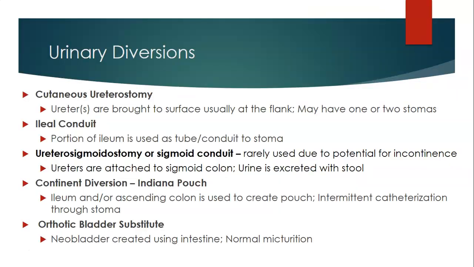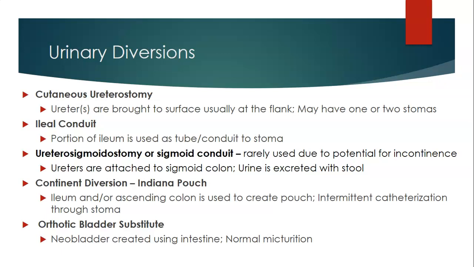Finally, this is just something I want you to be aware of. Neobladder, it's going to be created using the intestine. It's really pretty cool. I've never seen it done. So this is going to be a bladder substitute or a neobladder. These can be created using a portion of the patient's own intestine. They are used when the sphincter is intact and there is no cancer in the urethra or the neck of the bladder. Of course, the advantage here is going to be normal micturition, normal urination.